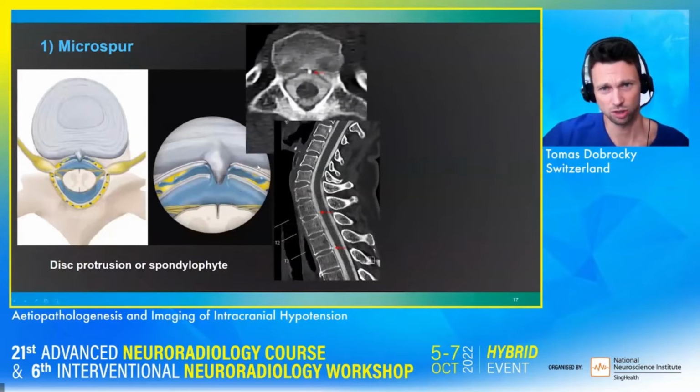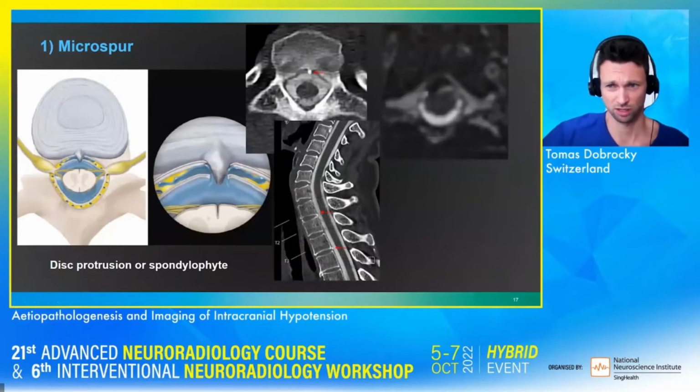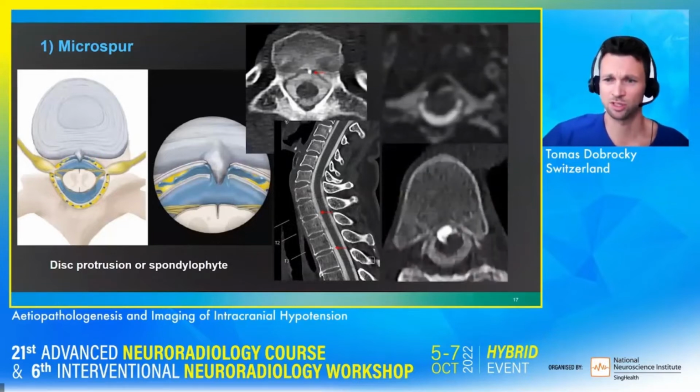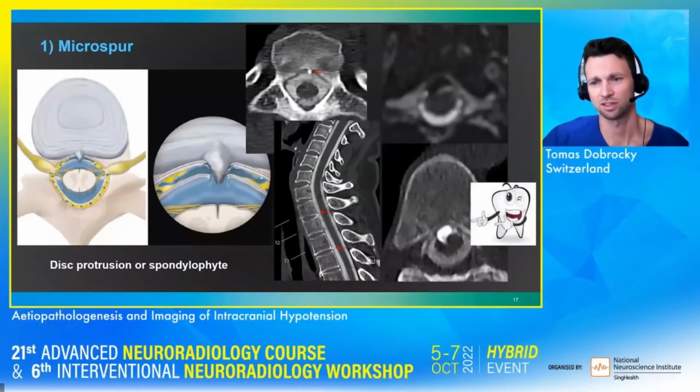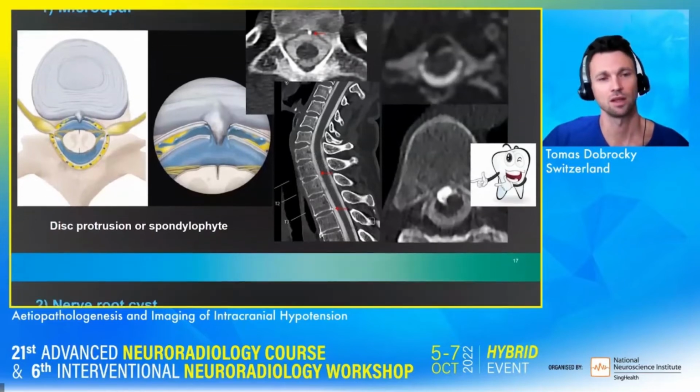So these are the small, tiny spurs, as marked here with the red arrow, that penetrate the dura. Sometimes they can be very large, as in this case, large disc calcification, but usually this is not the case that you can find them this easily. Usually they are very, very subtle.